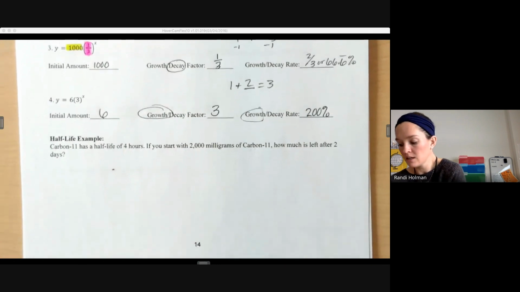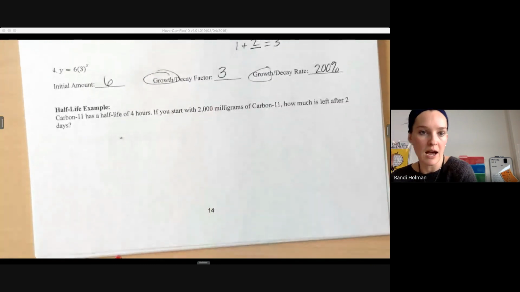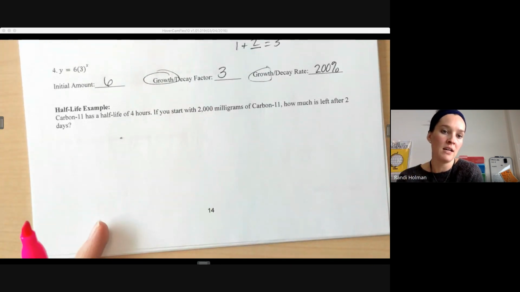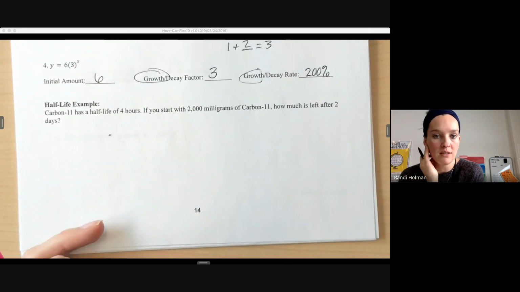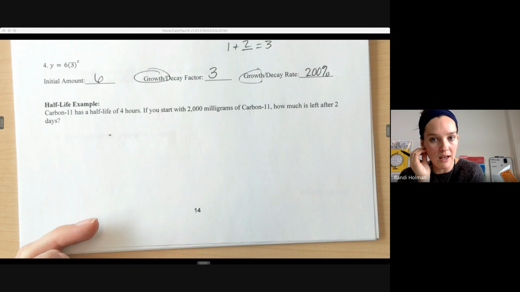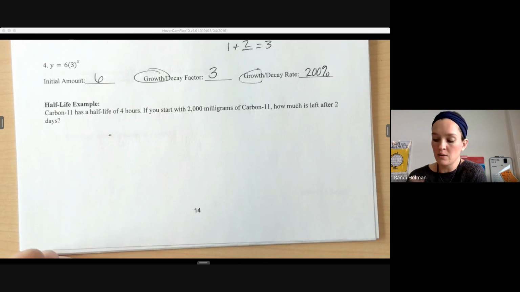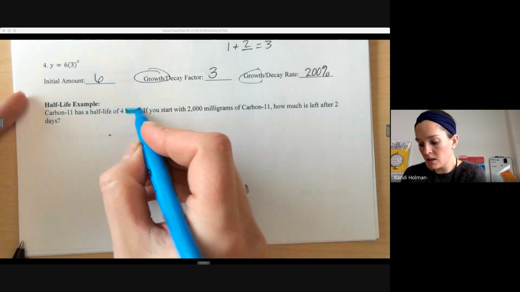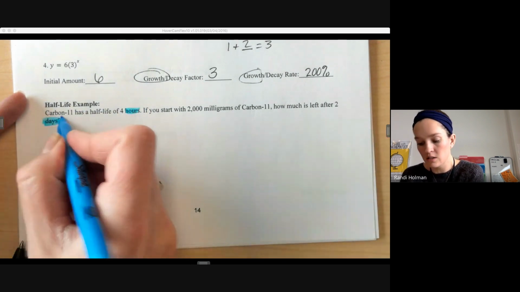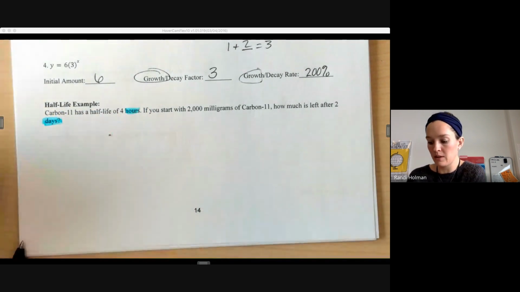Let's look at a few more intense examples. We're going to look at a half-life. Carbon-11 has a half-life of 4 hours. If you start with 2,000 milligrams of carbon-11, how much is left after 2 days? Be careful here. These things don't match up. This is hours. This is days. So we're going to have to get those to match up before we put them in.